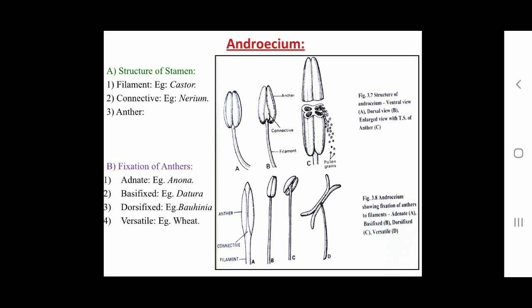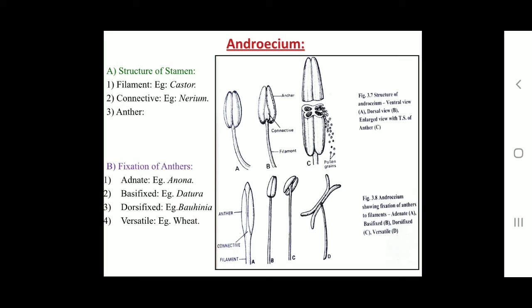Then the second part, that is connective. It is sterile tissue which connects the anther lobes with filaments. It is nothing but the extension of the filament between the anther lobes. Sometimes the connective may prolong beyond the anther lobes into hairy or scaly or feathery appendages. This outgrowth is known as staminal corona, example nerium.